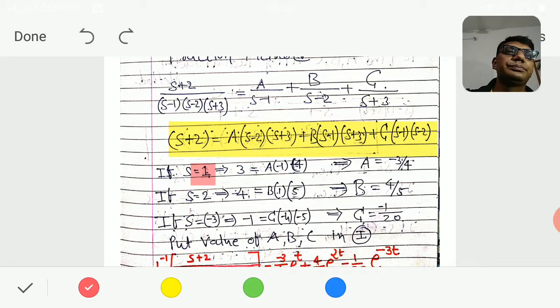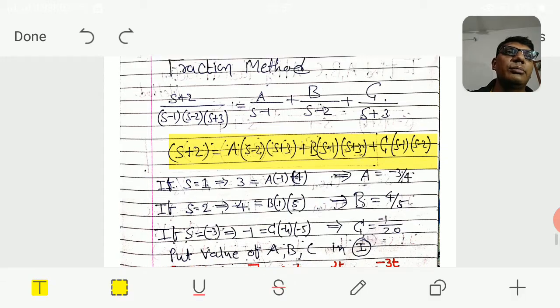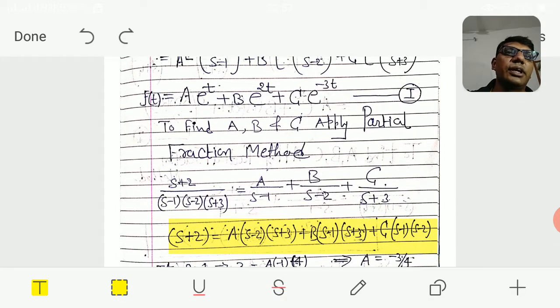Now to find the c, we will take s equal to minus 3, therefore the left side will be minus 1, and c into 20, therefore c equal to minus 1 by 20. Put the value of a, b, c in the result number 1, which we have already found.